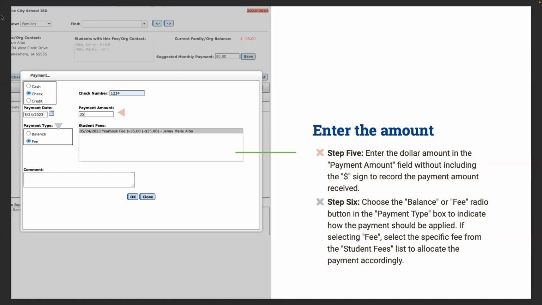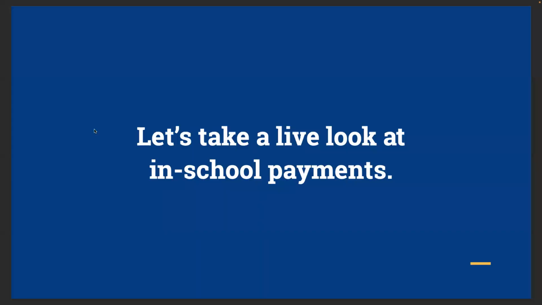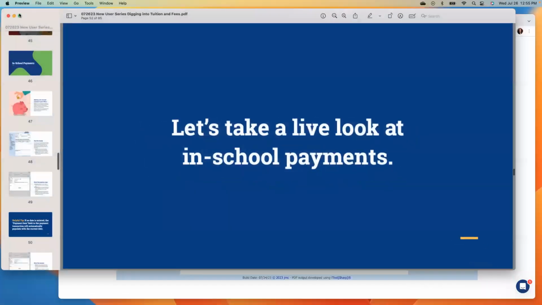And this is totally up to your school, but we always stuck with fee and then choosing the fee that payment was to be applied toward. That would help our business office with bookkeeping, because then those payments coming in would be categorized by fee. It would break those down and make our bookkeeping just a little bit easier. So let's take a live look at in-school payments.